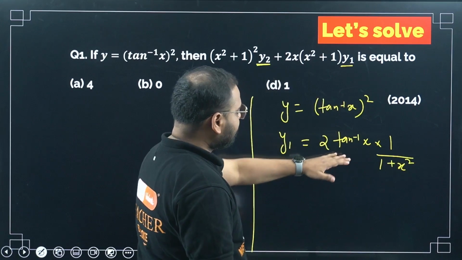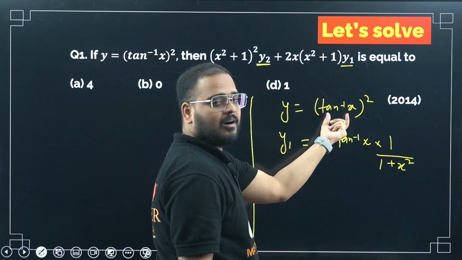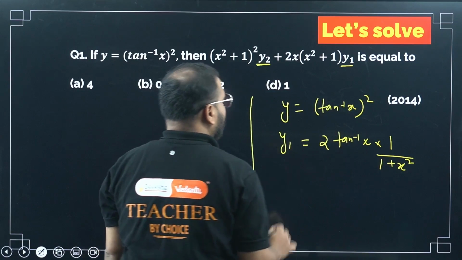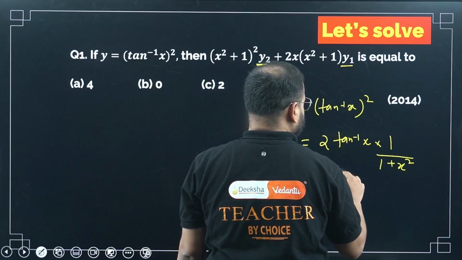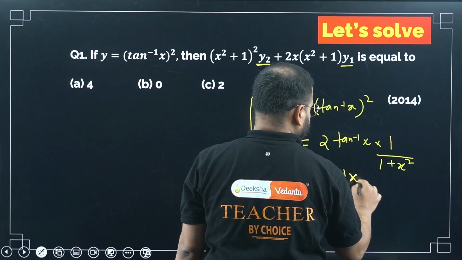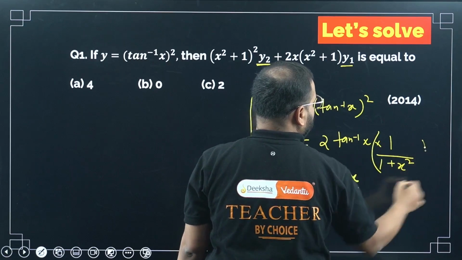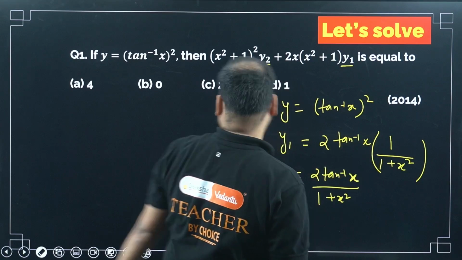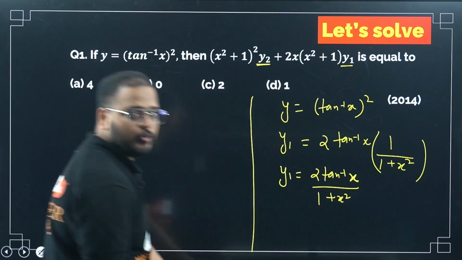Correct, I did it for the whole square as 2 tan inverse x, and for the inside part, tan inverse x, I wrote 1 plus x square. This is my y1, which is the first derivative. This part is clear, right? Yes. This is just the product, not x as a variable, just the product. Let's move on. To avoid confusion, I wrote the bracket, no problem.